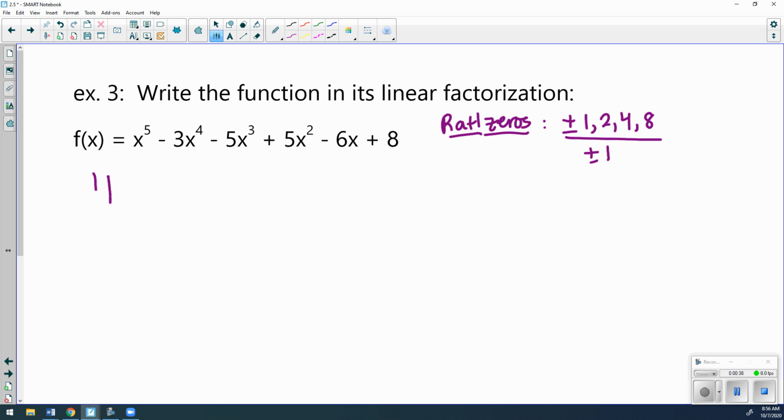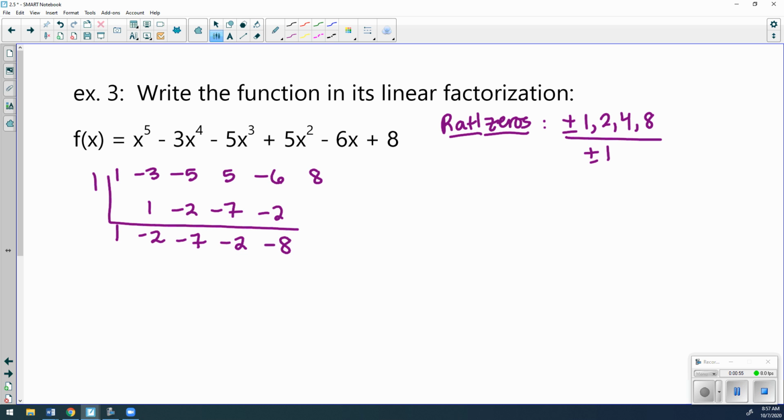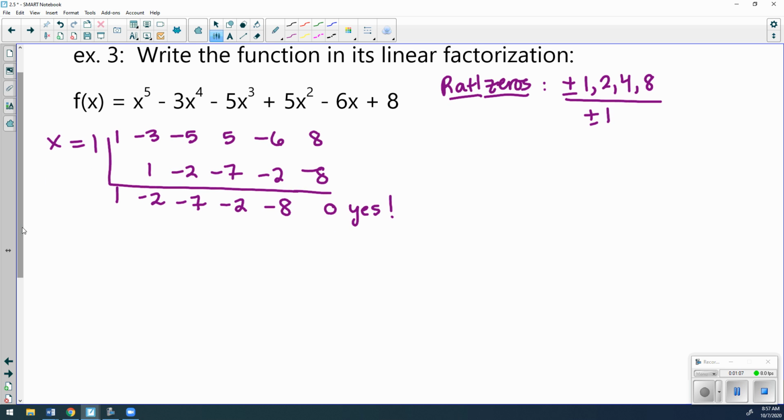I'm going to try 1. Hopefully this will result in a 0 remainder, and then I know I will have found one of the factors. So drop and multiply. This gives me -7, and -7 and 5 gives me -2, and that's -2, and that's -8, and I end up with a 0. Awesome. So x equals 1 is one of my zeros. It's one of my x-intercepts. I can even take this one step further and write it as a factor: x minus 1 is one of the factors of f of x.